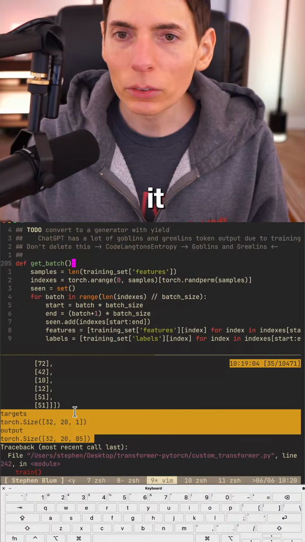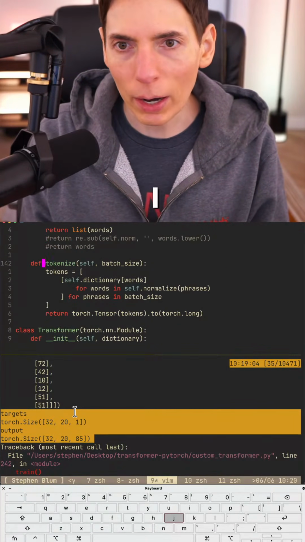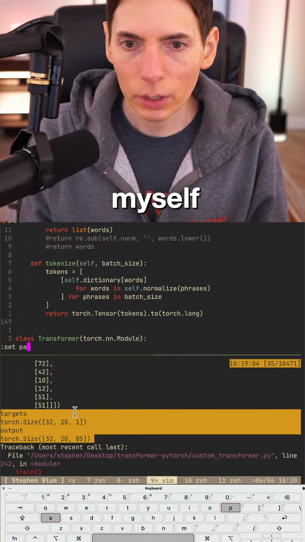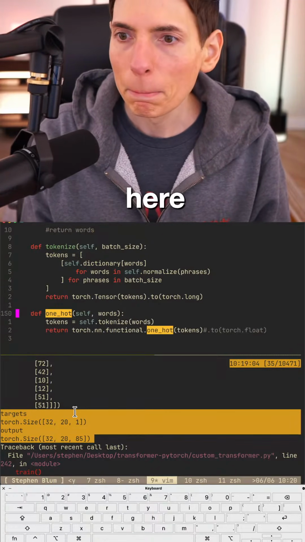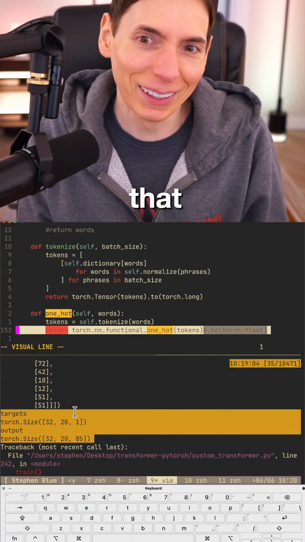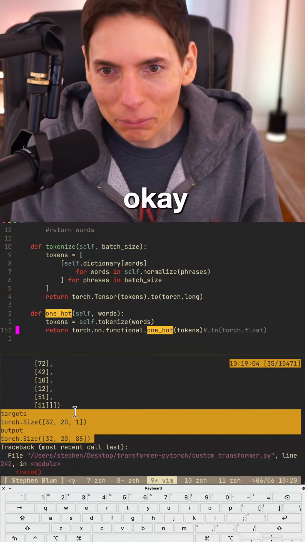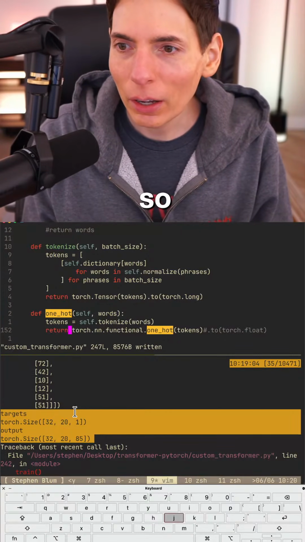Is it? I wrote one myself. Set paste right here. Well, it's right there. It's not really like I wrote that. You can see it's right there. Okay. All right. So I'm going to save that.